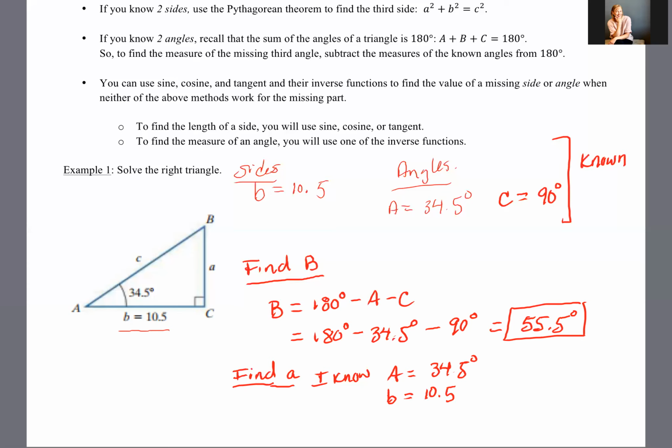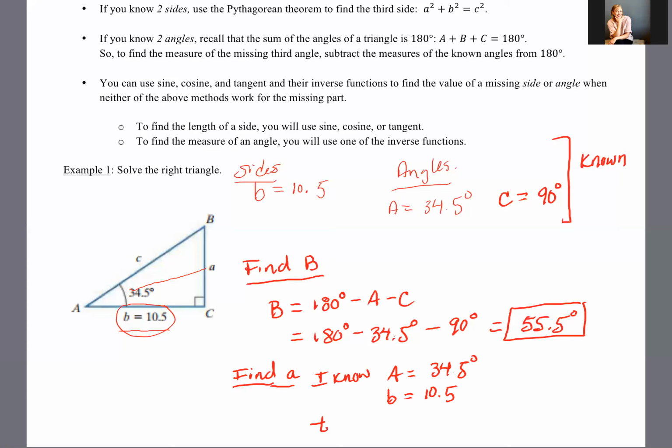I'm told that. Let's see. Angle A here, side B. I want to know side A. It looks to me as if this angle A is opposite side A and it is adjacent to side B. The trigonometric function that uses opposite and adjacent is the tangent function. And since I'm looking for a side, I'm going to use tangent, not the inverse.